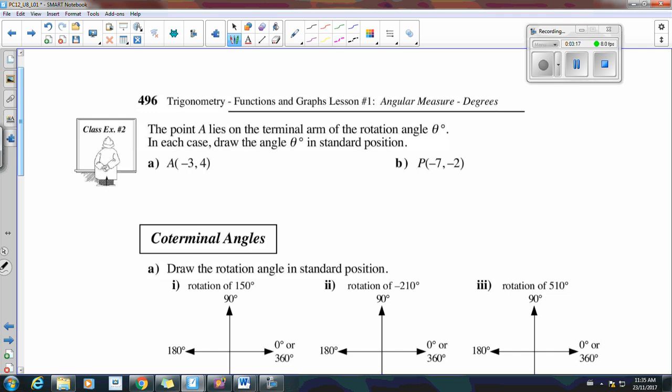Example 2, the point A lies on the terminal arm of the rotation angle theta degrees. In each case, draw the angle theta degrees in standard position. So sometimes they'll describe an angle to us by giving us a point on the terminal arm. So these are just x and y coordinates. So x of negative 3, y of 4, we have a point there. To demonstrate the angle, we go like that. Now, what angle is this actually describing? Remember, it's always connected to the positive x-axis. So we're describing that angle there.